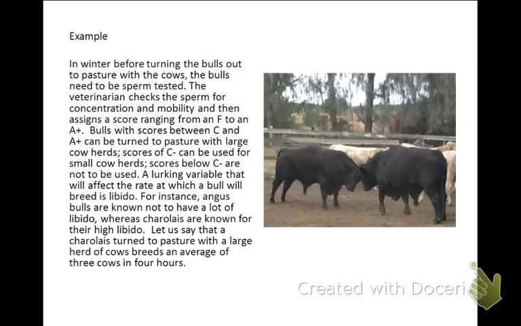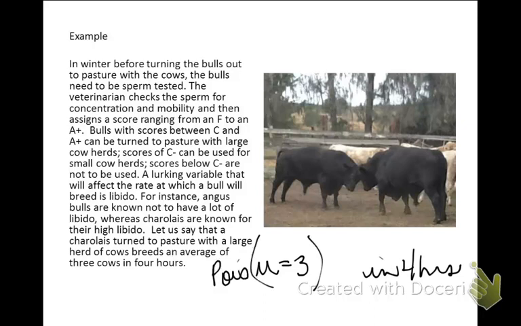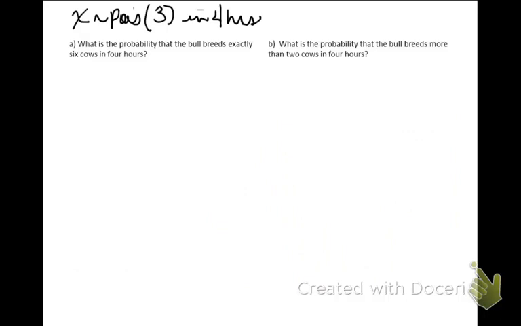Let's go ahead and note that to ourselves. It says average of 3 cows, and we know that our interval is 4 hours. And we also know that this is going to be a Poisson distribution with mu equal 3, and we could say that random variable x is the number of cows bred in 4 hours. Here's our first question. What is the probability that the bull breeds exactly 6 cows in 4 hours? We're looking for the probability that x equals 6.